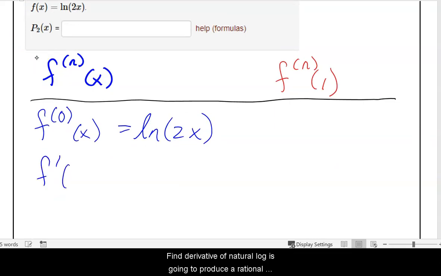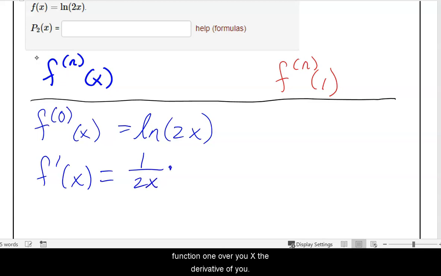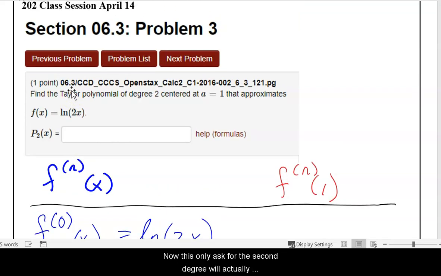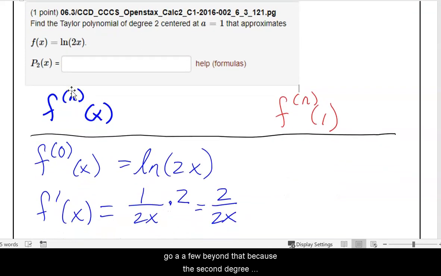And derivative of natural log is going to produce a rational function, 1 over u times the derivative of u. And again, I'm going to leave it as 2 over 2x. Yes, it would reduce to 1 over x, but if I do that, I may lose the pattern that's developing. So I'm just going to leave it the way it is right now. Now, this only asks for the second degree. We'll actually go a few beyond that because the second degree is probably not enough to find a pattern.